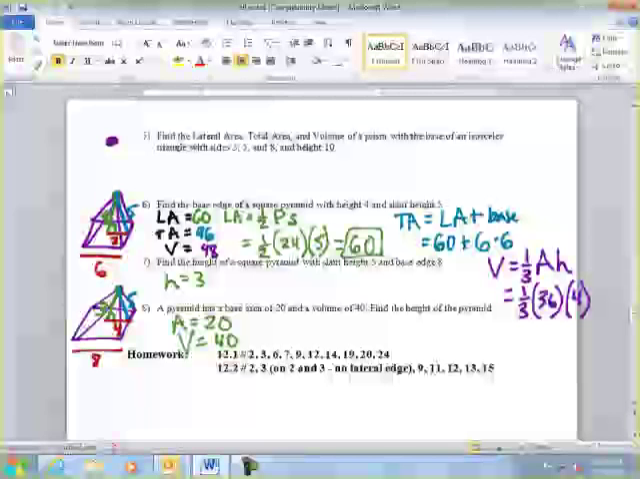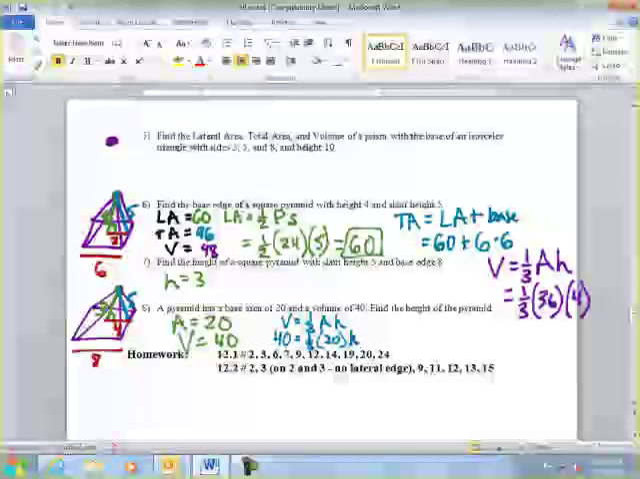So we're going to use our volume formula here, which is volume is 1/3 area of base times height. And that's the formula that needs to be memorized for the test on Monday. And then we're going to plug in what we know. We know volume is 40. We know area is 20. And we don't know the height, but that's what we were asked to find.